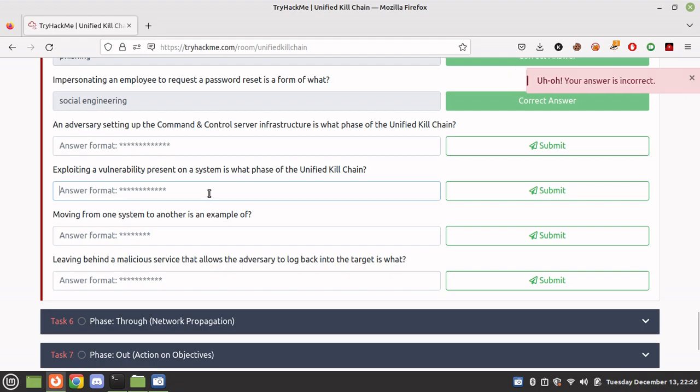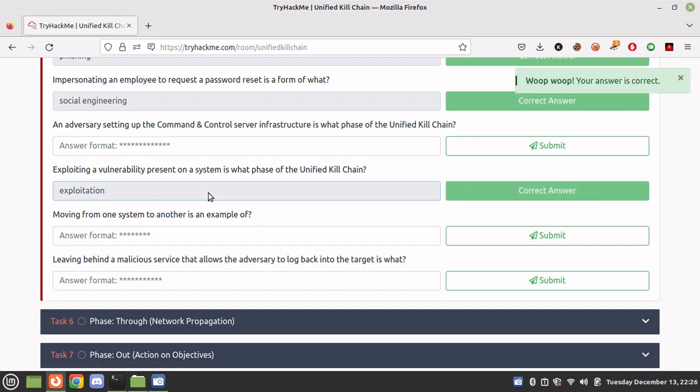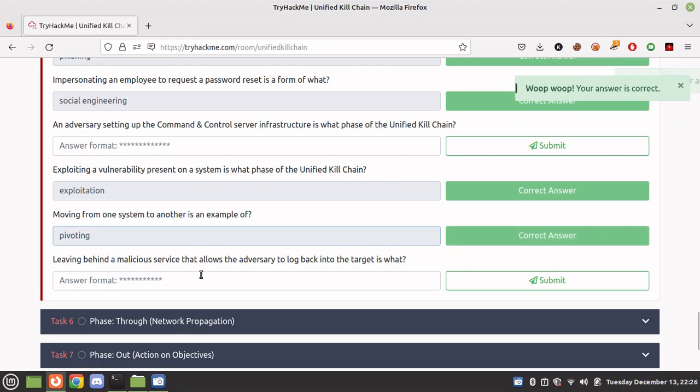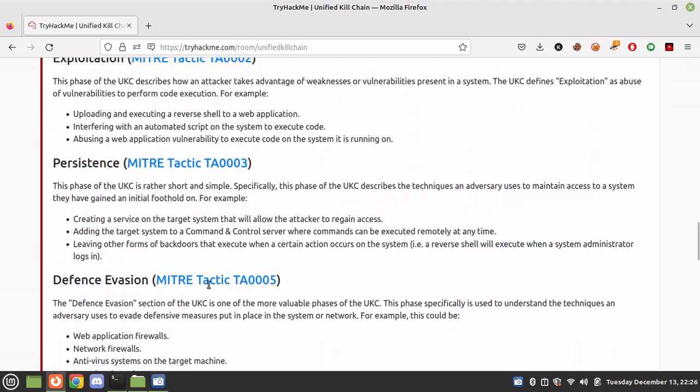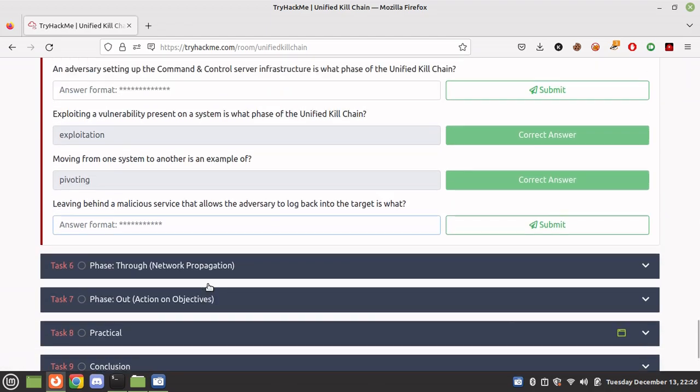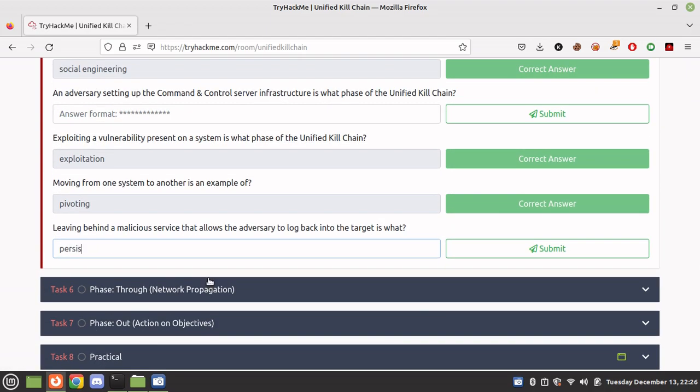Okay, exploiting a vulnerability on a system is what phase of the unified kill chain? Exploitation. Okay, moving to another system is an example of pivoting. Pivoting, I think, yes. Leaving behind a malicious service that allows the adversary to log back in is, I think, no, it's persistence. Yeah, persistence. It's persistence, maybe.